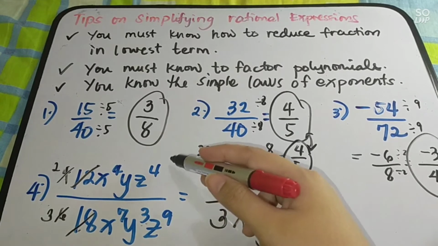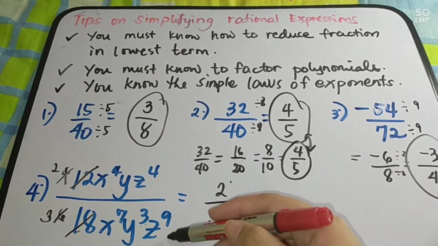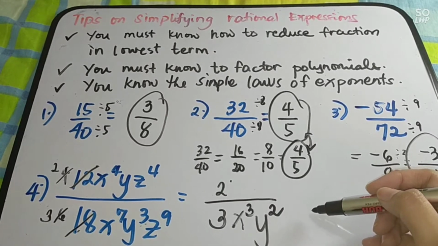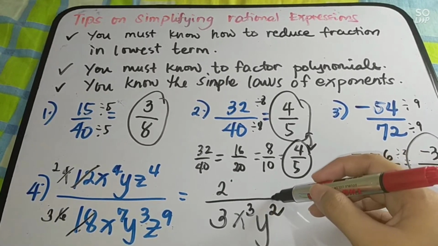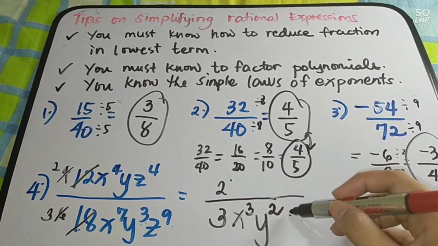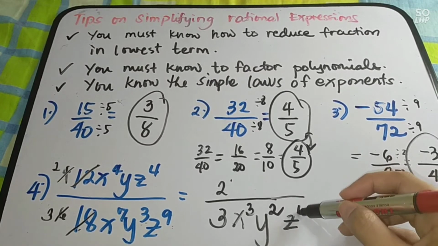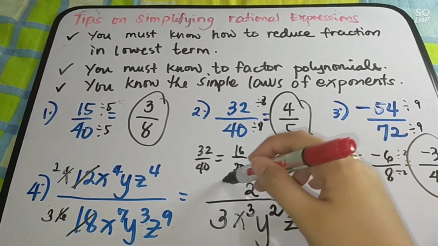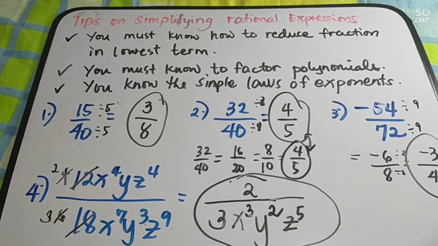Next, z raised to 4 over z raised to 9. Just subtract. 9 minus 4, the answer is 5. Since mas malaki ulit yung nasa denominator, dito nyo rin ilalagay yung sagot nyo sa denominator. Z raised to 5. Then, yung 2, since wala na siyang katabi, lagay mo na lang sa gitna. So, this is now your final answer.